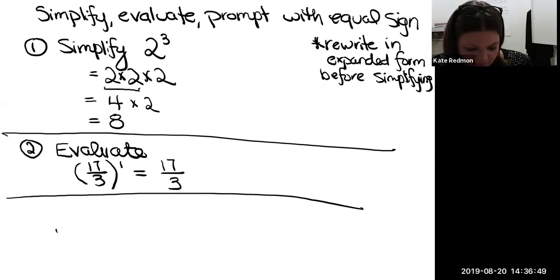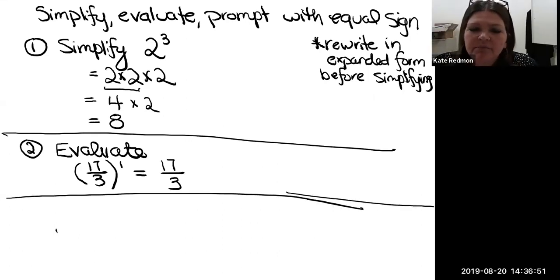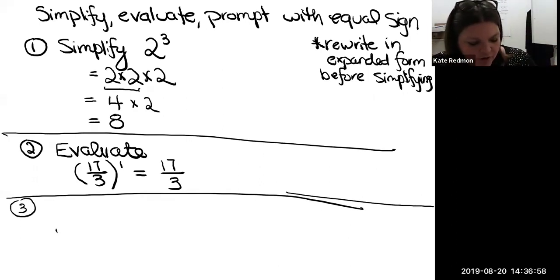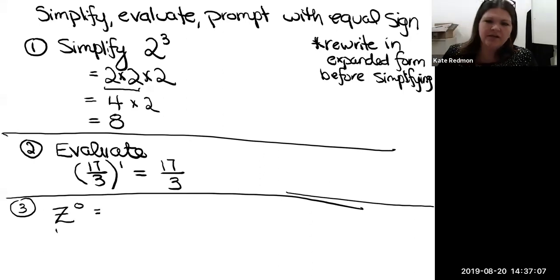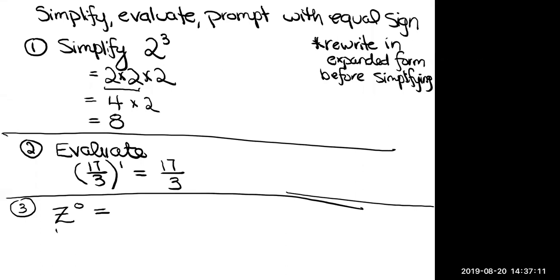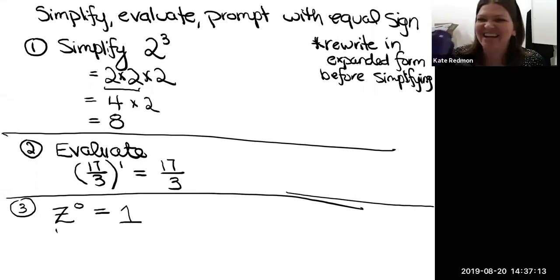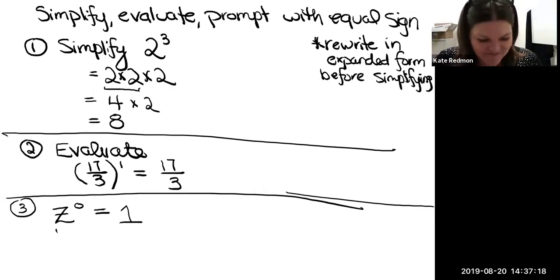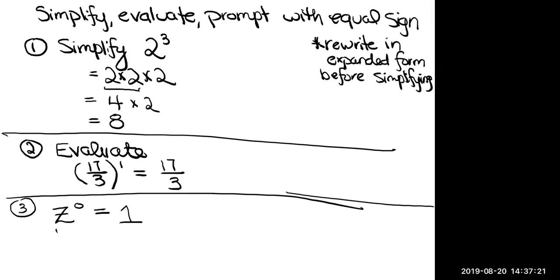So I might say simplify. I might say evaluate. They both mean perform the operation. But I could also just prompt you with an equal sign, and nobody's usually very surprised with this. This is what we're used to, but let's see if I can be particularly mean. What is z to the 0th power? 1. Nicole, you highlighted that in your notes, didn't you? Good girl. Yes, absolutely. It's 1. Okay. Anybody mad at me? I will never forget that.